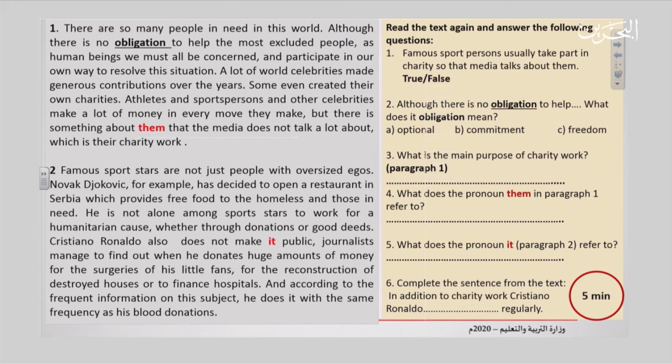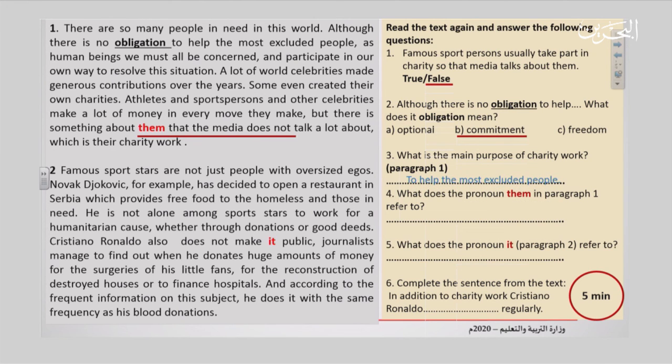Now let's discuss your answers. So the answer to question one is false. Why is that? Because athletes and sports persons don't do it in order for the media to talk about it, but they do it because they want to help people around them. Number two, the meaning of obligation is commitment. So there is no commitment to help the most excluded people.